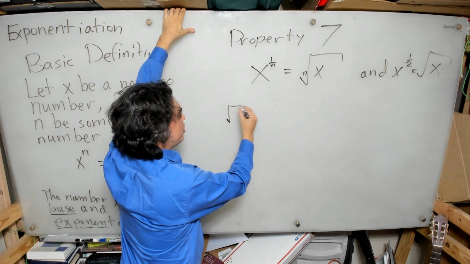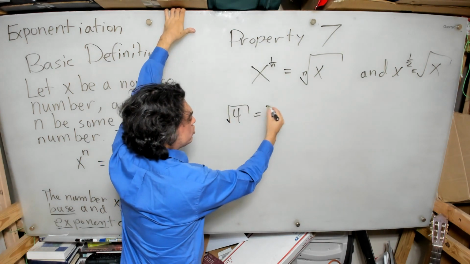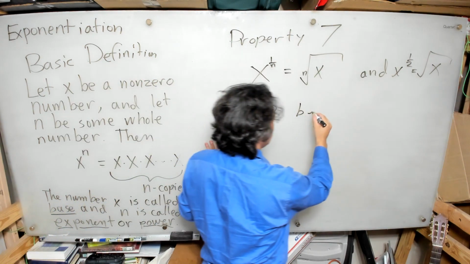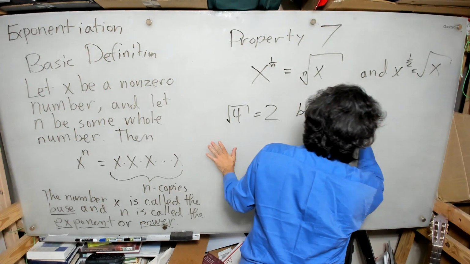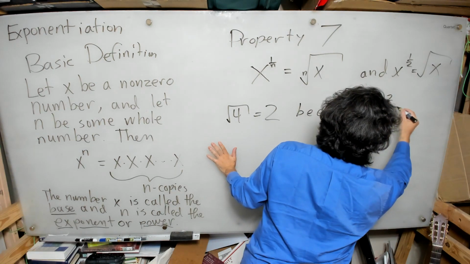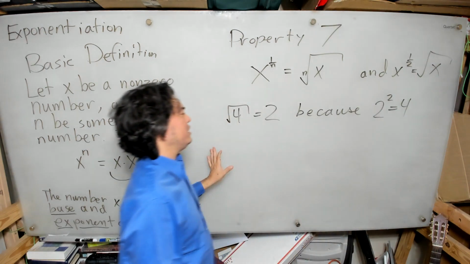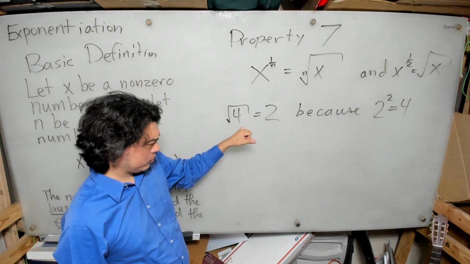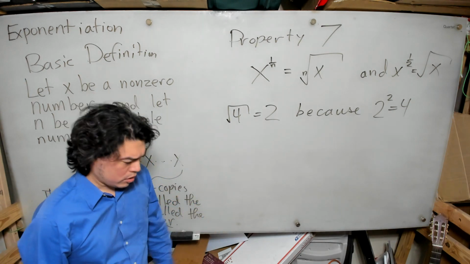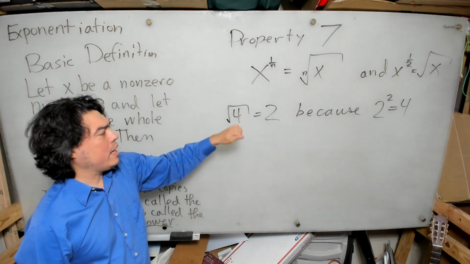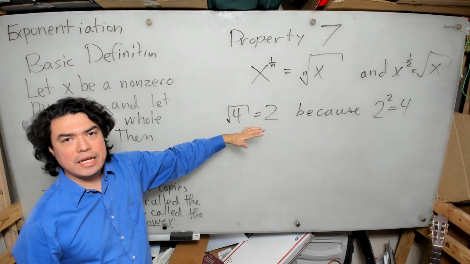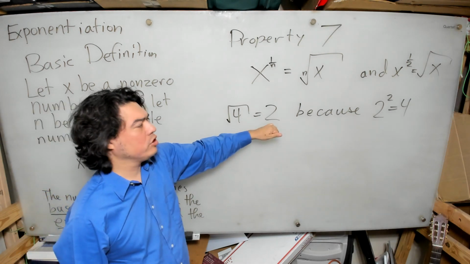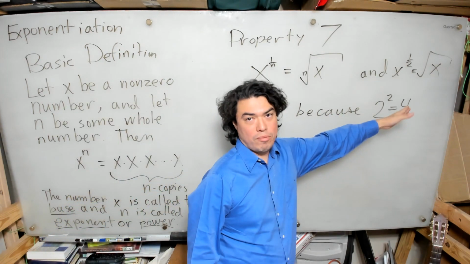I know that the square root of 4 is equal to 2, right? And we know that because 2 squared is equal to 4, right? We say that the square root of a number is basically the defining characteristic: the square root of a number is that number such that when we square it, we get the number back.